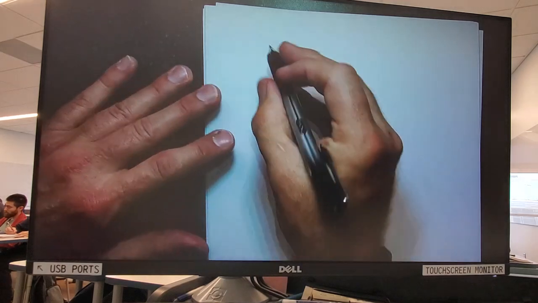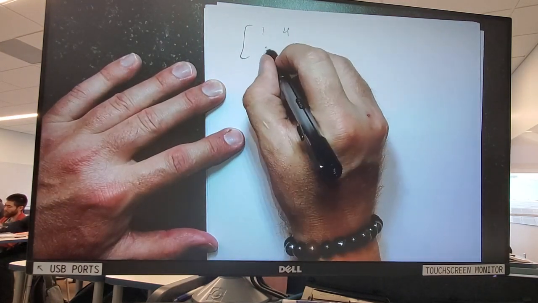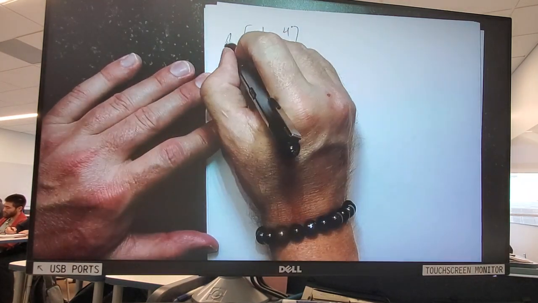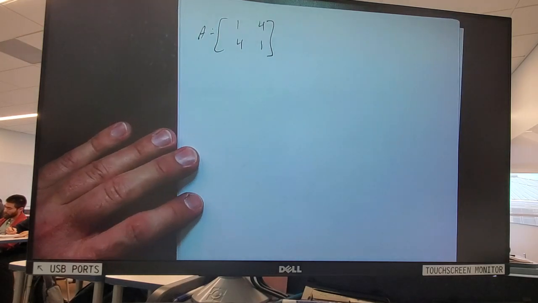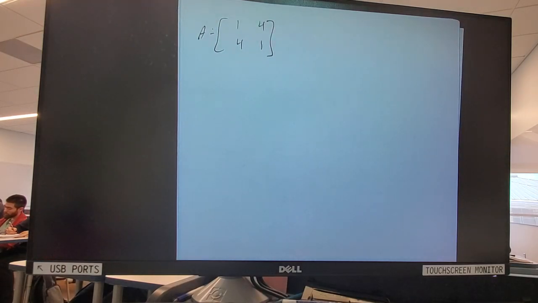So what kind of matrix is this? Tell me everything you know about it. Symmetric. Is it invertible? Yes. Is this 6-1 stuff? Yes. I know, it's all going to blend together.